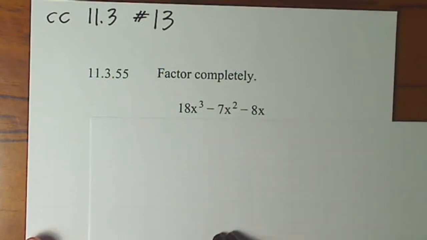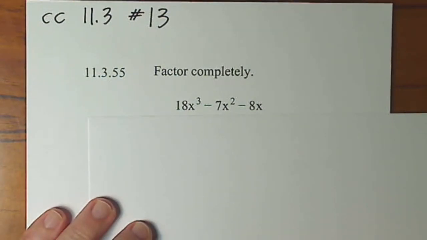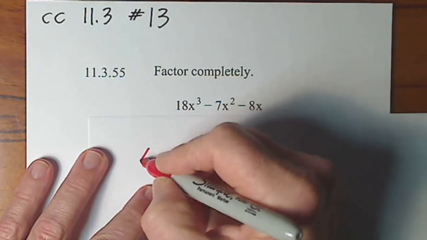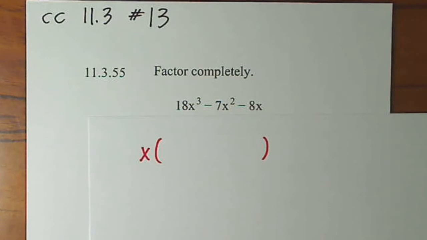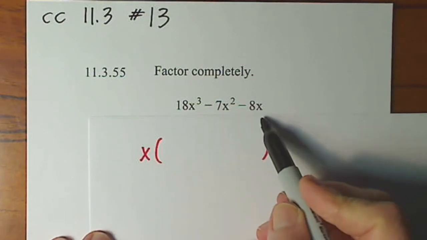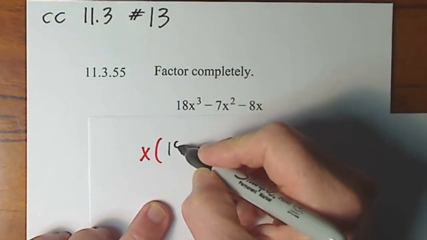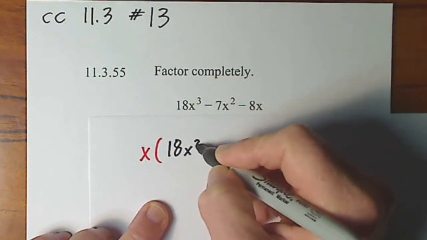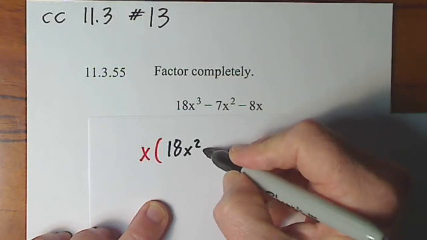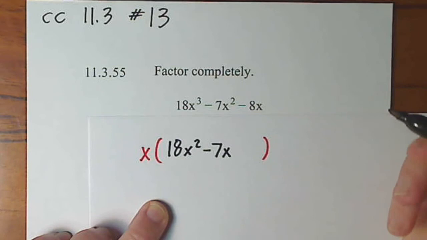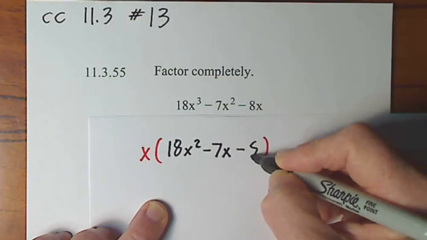And looking at these 3 terms, there's definitely a GCF of x. So the first step is going to be factor out that GCF. If you factor something out, you put it in front of parentheses. And when we say factor out, you really divide it out of each term. So if I divide out an x from 18x cubed, I'm left with 18x squared. If I divide x out of negative 7x squared, I'm left with negative 7x. And if I divide x out of negative 8x, I'm left with negative 8.